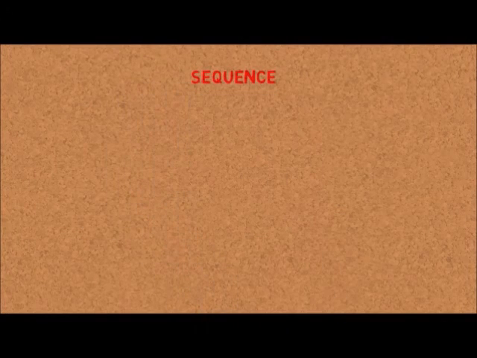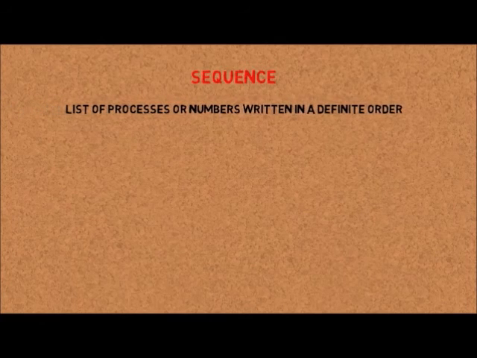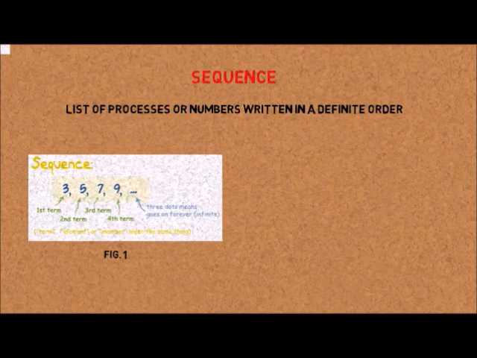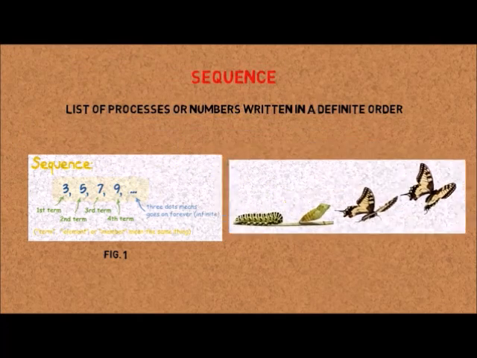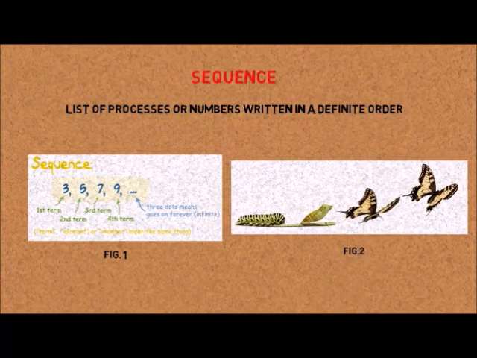Before we move on to our article, let us first briefly explain both sequence and series. Sequence is a list of processes or numbers written in a definite order. A perfect example of how sequence is like in numerical form, we can look at Figure 1, and for an example as to how it works in processes, we can see the sequence of a caterpillar transforming into a butterfly, in Figure 2.